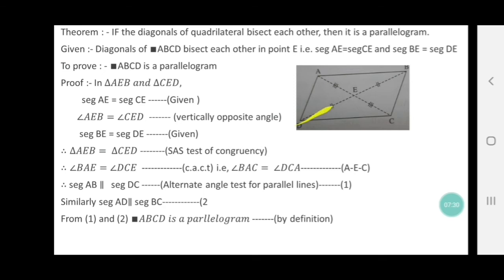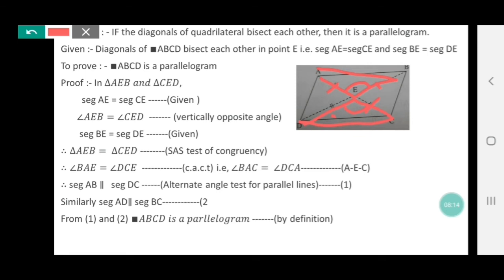Now, when you draw the two diagonals, you actually get four triangles, and you have to consider any two triangles. So I have considered triangle AEB and triangle CED. In this, EC is equal to AE, then EB is equal to ED, and these two angles are equal to one another, that is angle AEB is equal to angle CED, right?